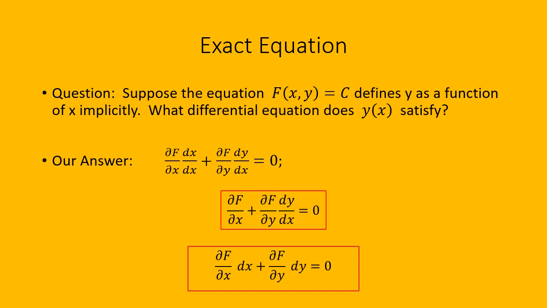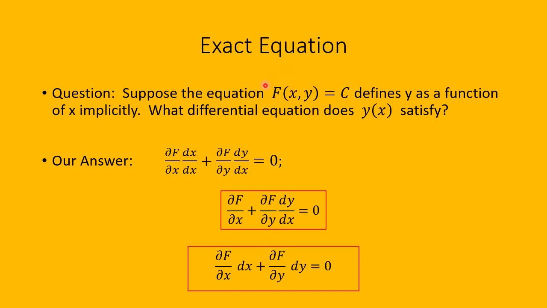Let's suppose we have a function which we'll call capital F, and it satisfies the following equation. Capital F of x comma y equals c. So F here is a function of two variables, and the two variables we're using are x and y. C is a constant. So let's suppose that this defines y as a function of x implicitly. Then what equation does y satisfy?